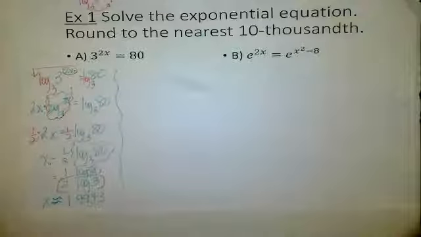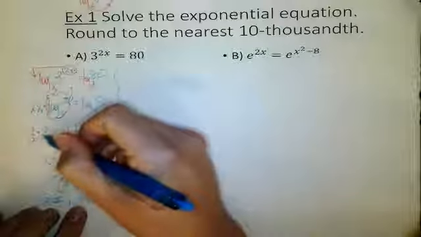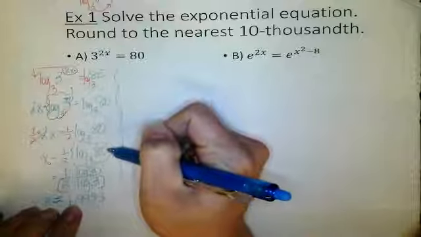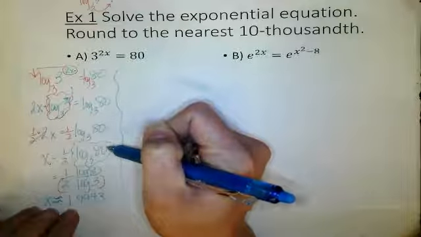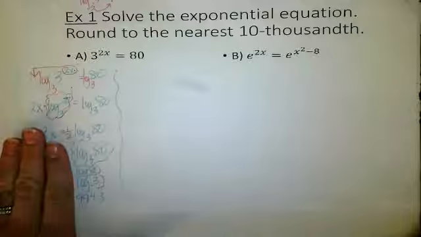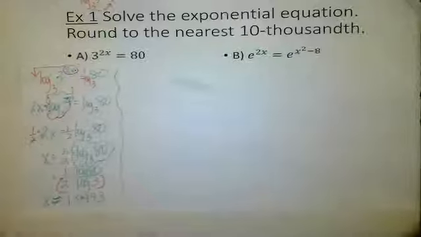Now, I could have divided by 2 right here. And the reason I didn't do that and multiply by half instead is just because I had to do change of base, and if I had to divide by 2 there, it would have been more confusing. Okay. All right. So that's one way to do it.